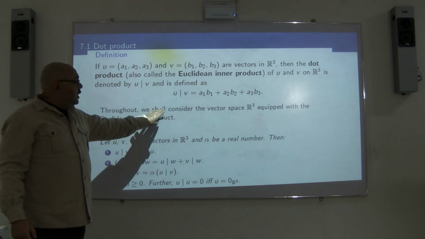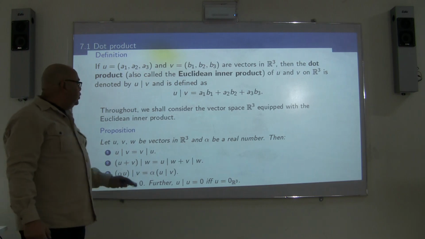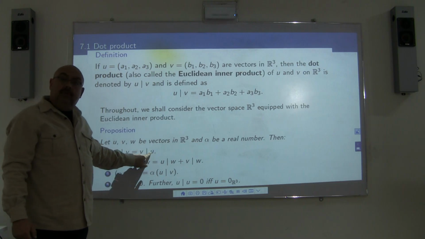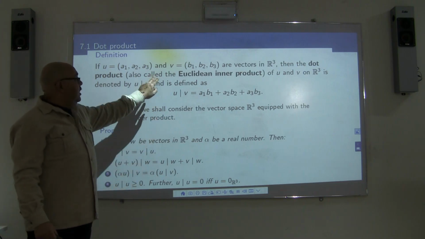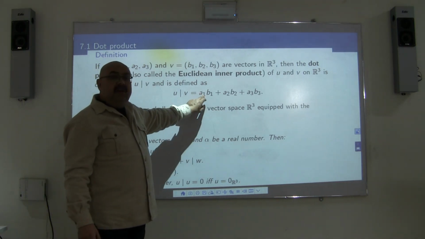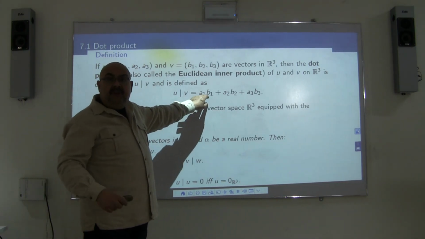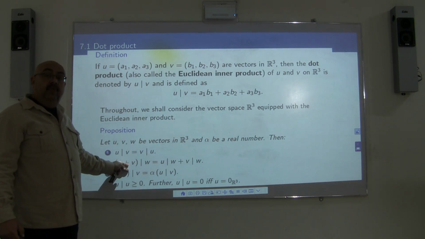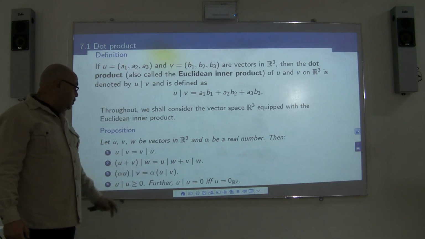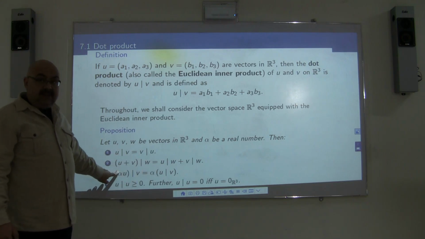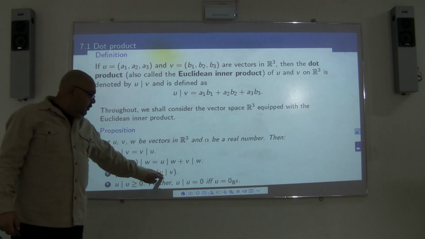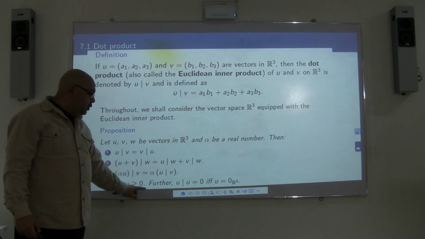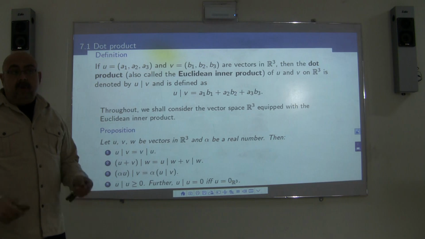Okay, throughout we shall consider the vector space R3, which is equipped with the Euclidean inner product. So U dot V is equal to V dot U. If you replace them, it will make no difference because you are simply replacing, instead of A1, B1, it's going to be B1, A1, then B2, A2, and B3, A3. Also, I can distribute the addition between two vectors on the dot multiplication, as you can see. Multiplying by a scalar will be exactly the same as making the inner product first, then multiplying by this scalar. U dot U should be greater than or equal to 0. It will be 0 only if U is equal to 0, and it makes sense.